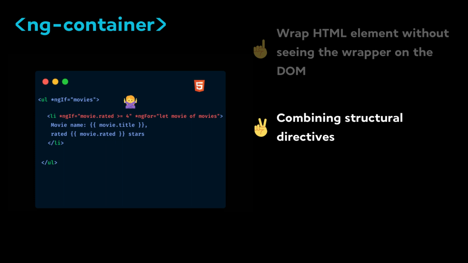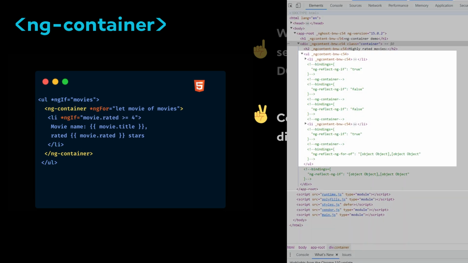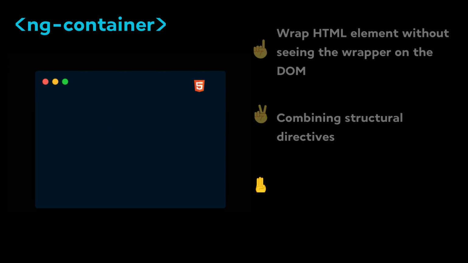The first thing to do, since we need to display each li element based on the movie rating condition, is to wrap each li element with ng-container. In the DOM, we'll see a traditional ul list with its li elements, nothing more or less.